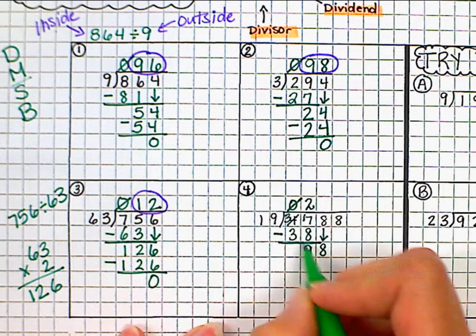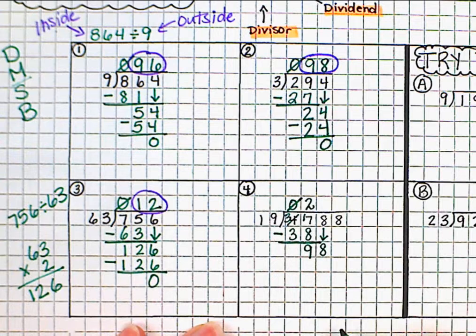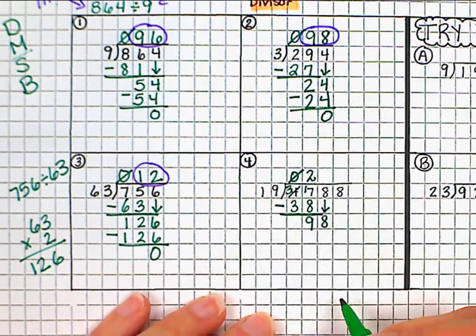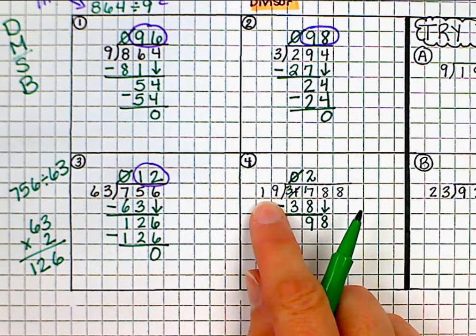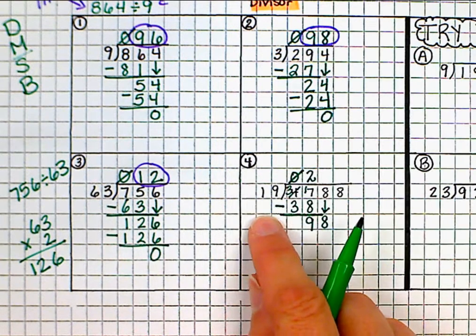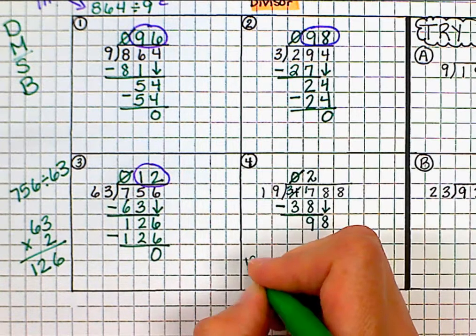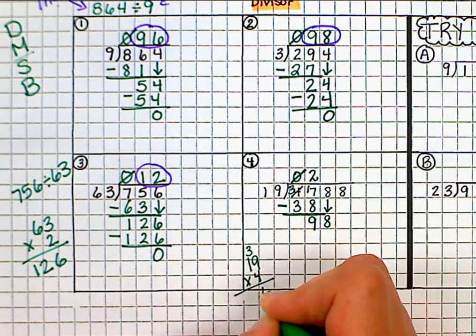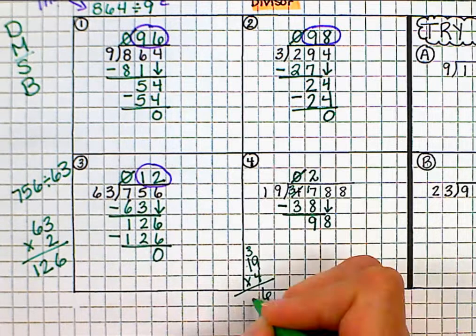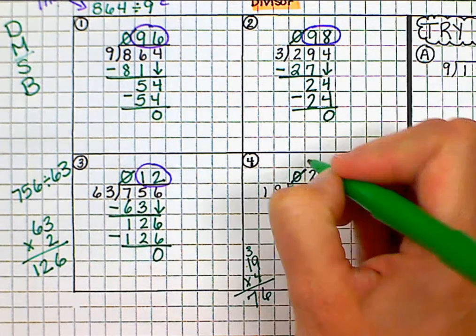Does 19 go into 98? Yes. How many times is the question? So if you aren't sure, take a guess. 19, like we said before, that's about 20. And 20 times 5 is 100, and that's less than 100. So I'm going to guess 4 times. So I'm going to go over here to the side and do 19 times 4. 4 times 1 plus 3, that's going to give me 7. That's 76. That's pretty good. So let's put a 4 up here.